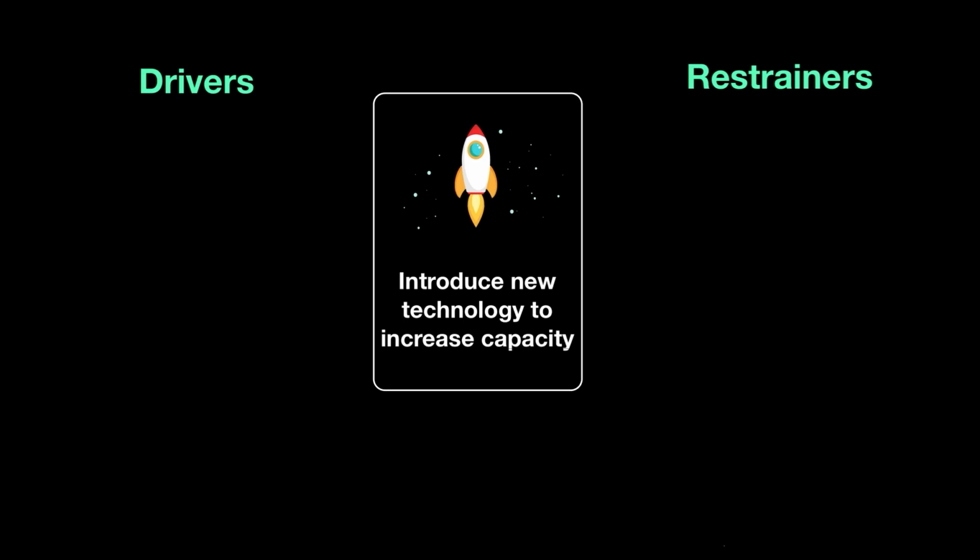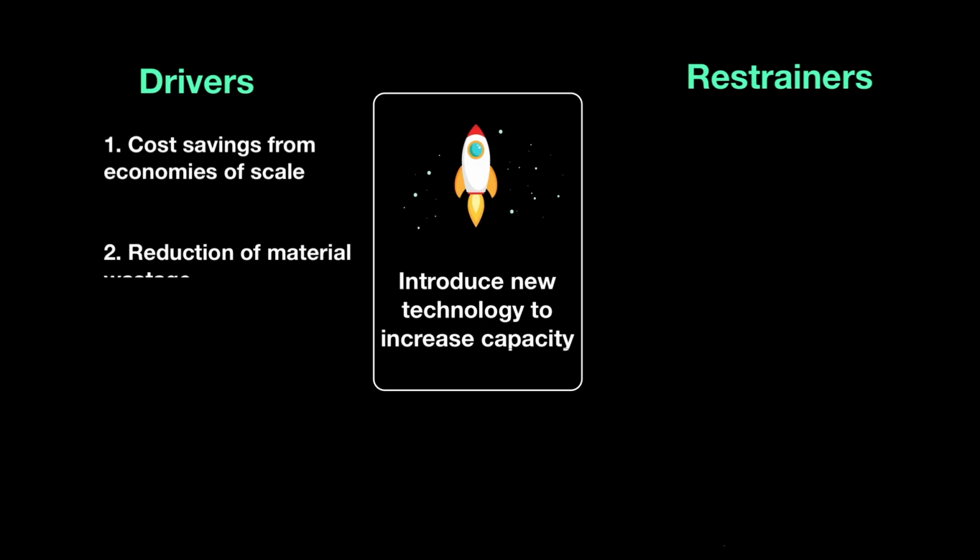Now we know that there are some pros and cons of such a decision. The pros would be the drivers. The biggest pro is the cost saving from economies of scale. You can produce more units. You will also reduce material wastage because computers don't make as many mistakes as compared to human labor. And thirdly, you know that it can also be used for improved customer service through use of AI, to make an online shopping experience a bit more fun.